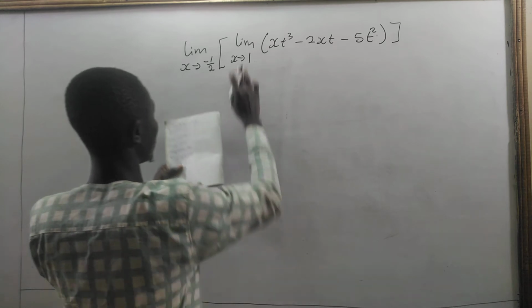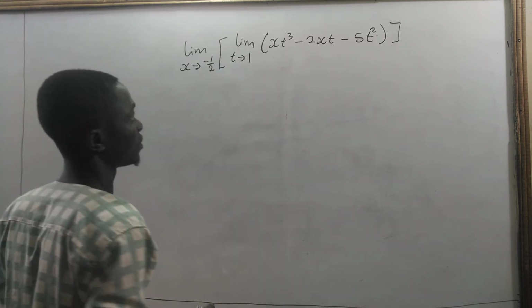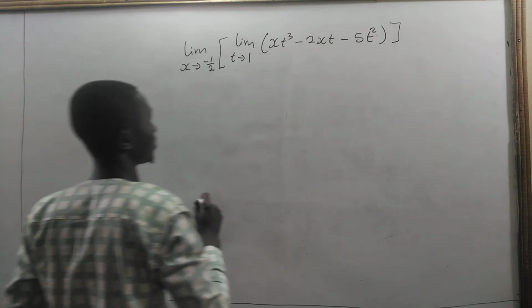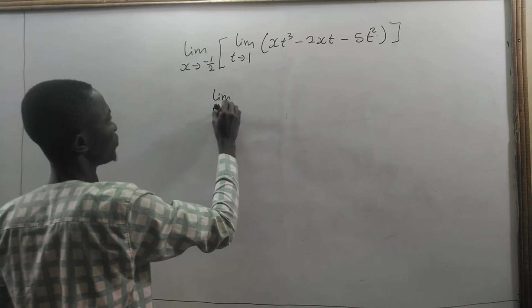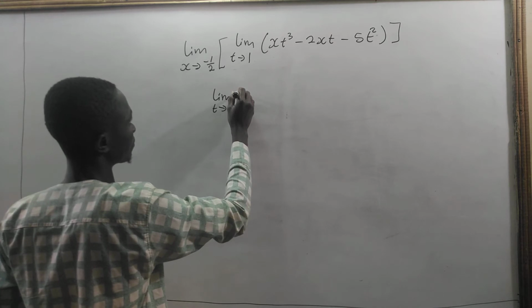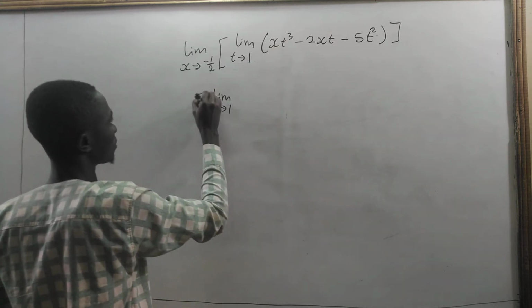So how do we evaluate this limit? To evaluate this limit, you evaluate the inner one first. So we take the inner one, the limit as t approaches 1. Here x is a constant, so we bring x out.